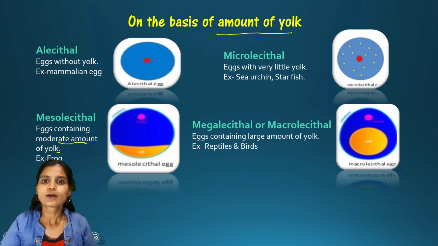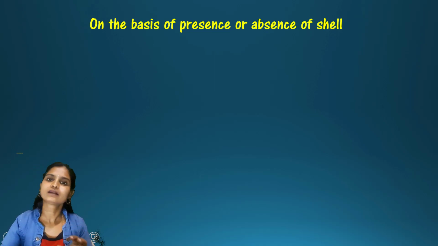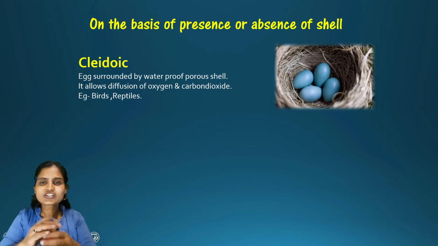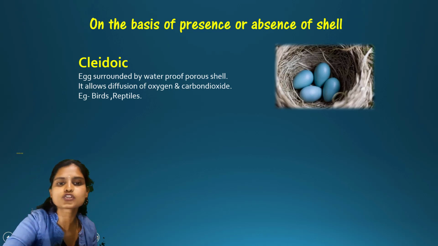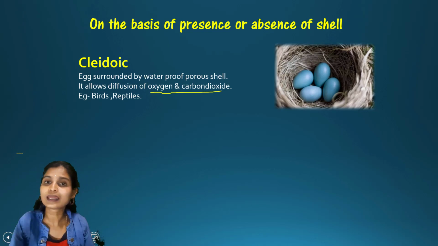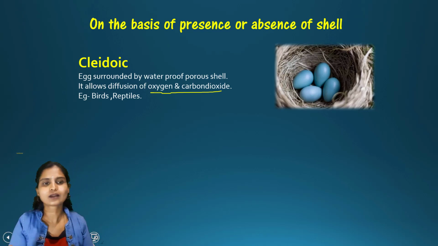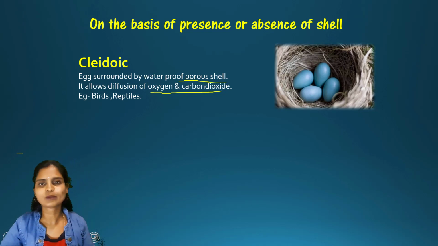So next thing is based on the presence or absence of shell. As we all know, the shell is a protective covering, and through the shell there will be a diffusion of oxygen and carbon dioxide. Exchange of gases can take place. So a cleidoic egg is nothing but the egg which is covered by a shell. It is having a porous shell.